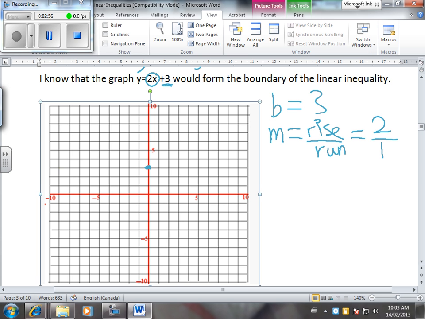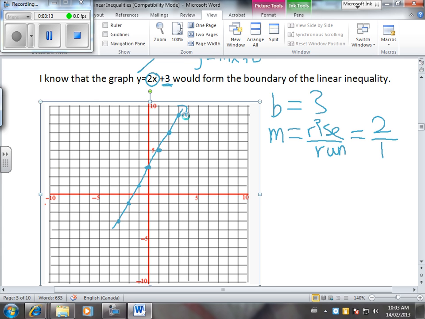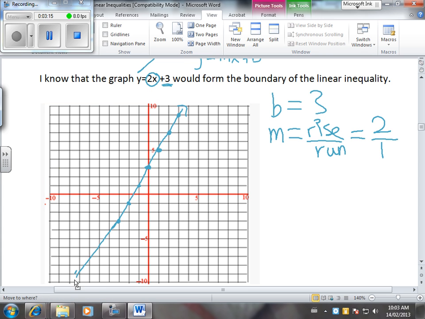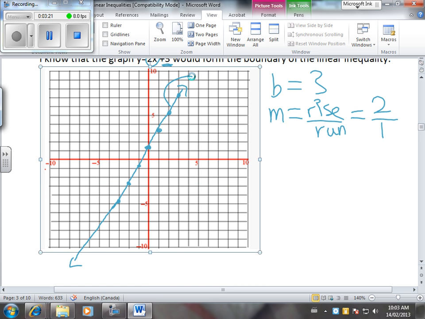So I'll go up 2 over 1, up 2 over 1, up 2 over 1, and the other way, down 2 over 1, down 2 over 1, down 2 over 1. And I'll draw in my line. Again, your line should be neater than mine. And keep going. And this is my boundary. So this line is the boundary.